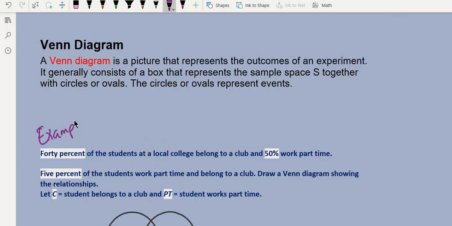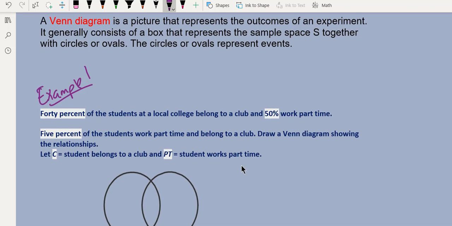So example one, or my only example here, would be 40% of students at a local college belong to a club, and 50% work part-time. 5% of those students work part-time and belong to a club. Notice the emphasis that I'm always using, right? Draw a Venn diagram showing the relationships. Let C belong to the club and PT belong to the students who work part-time.